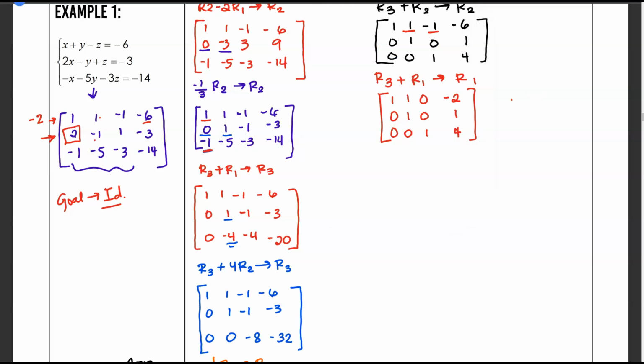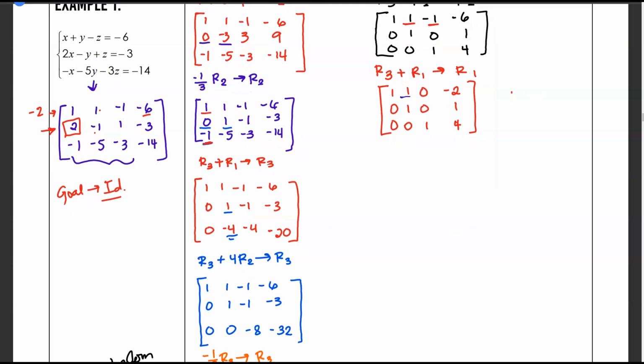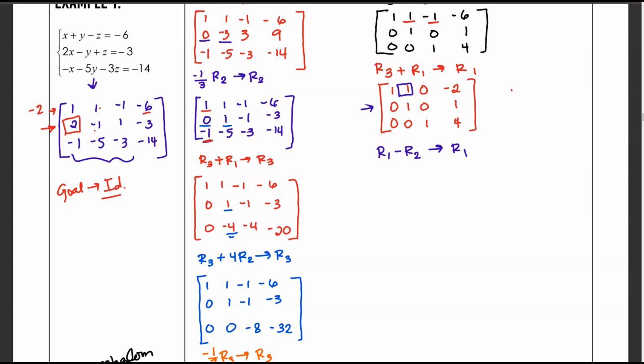All right, so now let's look. The only thing we have left to change is this one right here. And I hope you've guessed that, okay, we're going to use the second row here to combine with that first one. So we're going to do row 1 minus row 2, and that change is going to be applied to row 1.